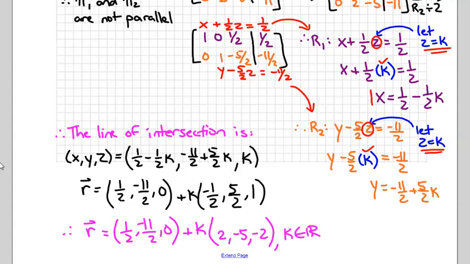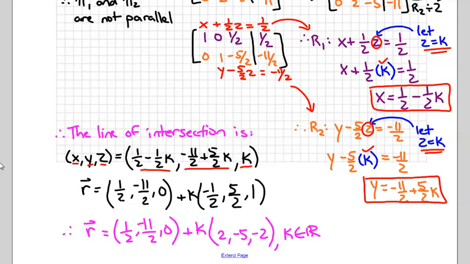So taking these two equations, you're now going to set up your line. First of all, it looks like a point of intersection where we have x, y, and z. x is my first red box, so 1/2 minus 1/2 k. My y is the second red box, negative 11 over 2 plus 5 over 2 k, and then you had let z equal k before, in blue on the right-hand side. Now that looks like a coordinate, but we're just going to rewrite it as a vector line.